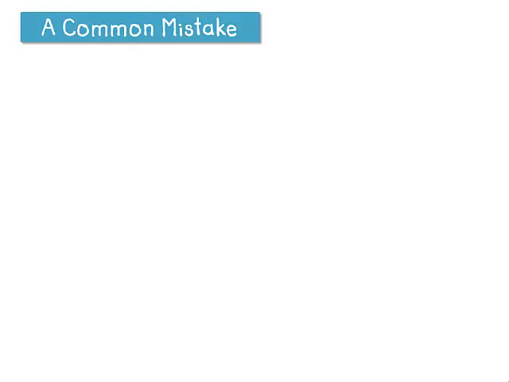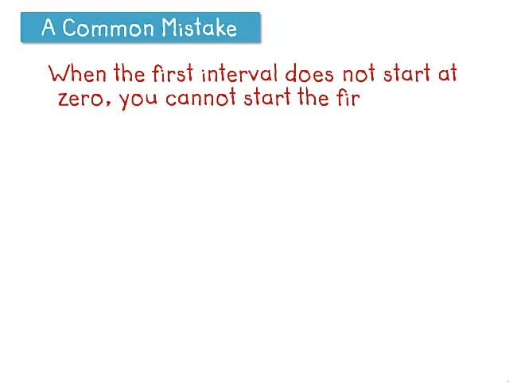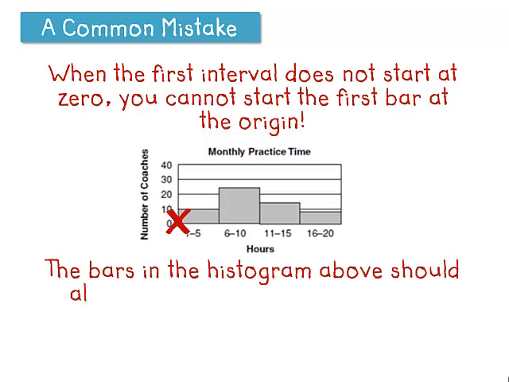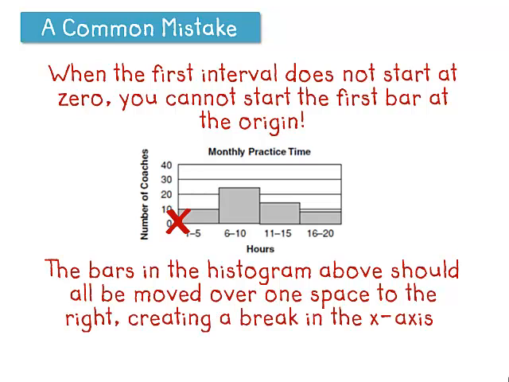Now let's talk about a common mistake. When the first interval does not start at 0, you cannot start the first bar at the origin. So let's take a look at this histogram. Was it graphed correctly? I see the first interval is showing 1 to 5 hours. Does that interval start at 0? Since it doesn't, the first bar should not be graphed at the origin. That's incorrect. The bars in the histogram above should all be moved over one space to the right, creating a break in the x-axis.